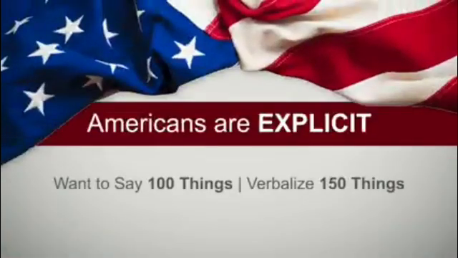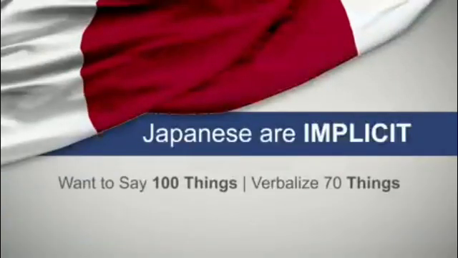It has been said that when Americans want to say 100 things, they will verbalize 150 things, for they are explicit in their use of language in communication. When the Japanese verbalize 70 things, they are trying to get the other person to understand 100, for they are using implicit understandings and at times nonverbal cues to get their point across.